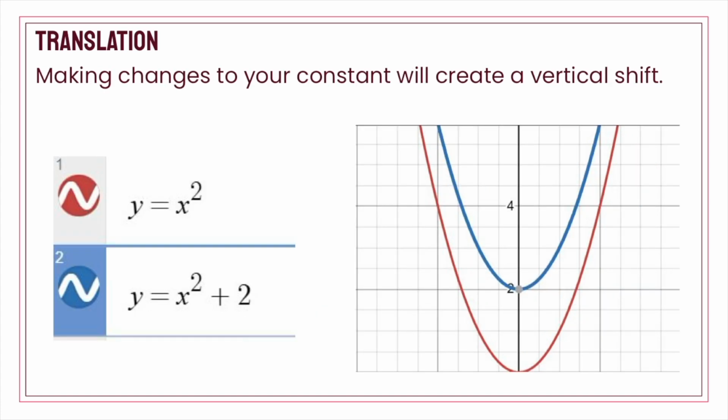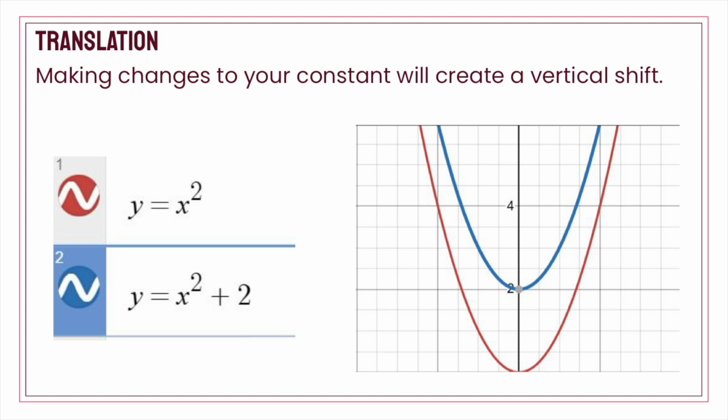With translating, making changes to the constant will create a vertical shift. So here I've got my y equals x squared, that's my parent function. If I add 2 to it, notice that it's going to change my parent function and cause it to go up 2. So I've changed it vertically by adding 2 to my constant.